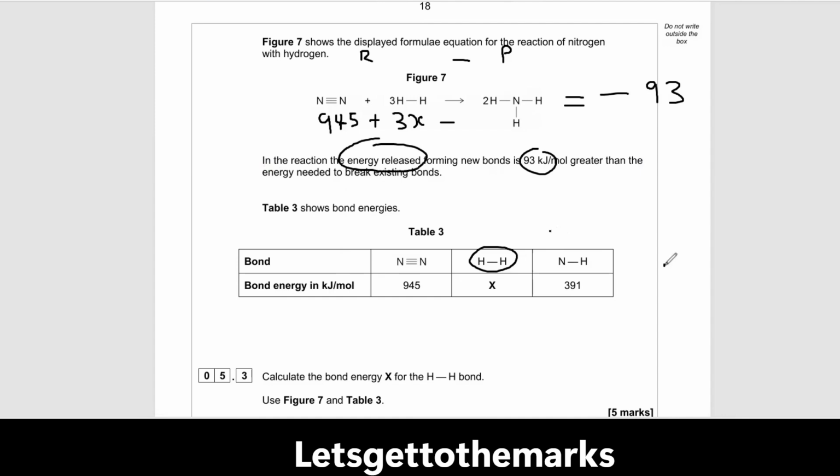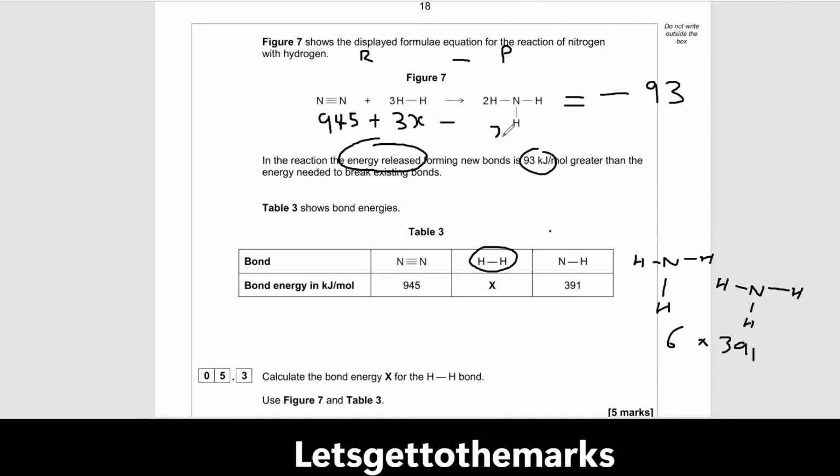Because they're saying you have NH3. What does that big 2 mean? That big 2 means there are 2 lots or 2 times NH3. And that means you have 1, 2, 3, 4, 5, 6 of these. So we're going to go 6 times 391. And I smash that in the calculator. 6 times 391 equals 2346.